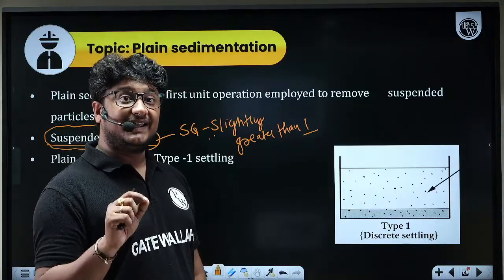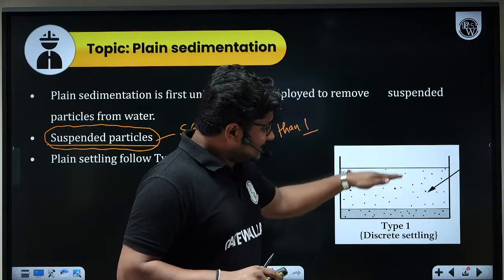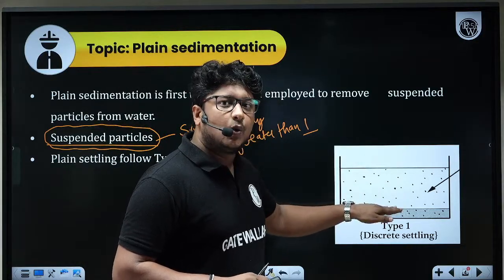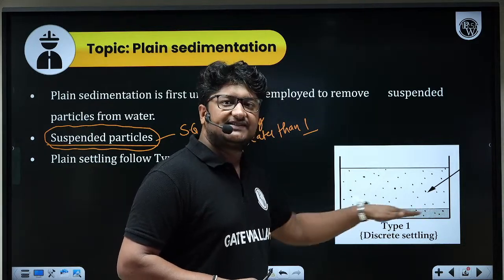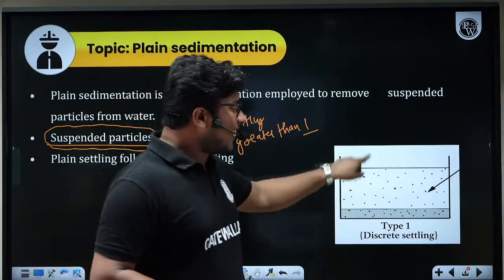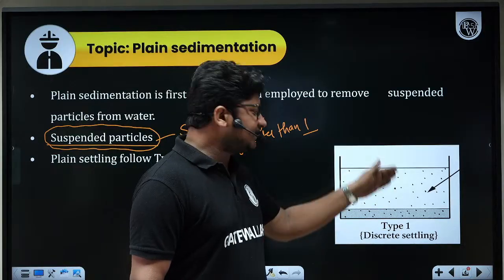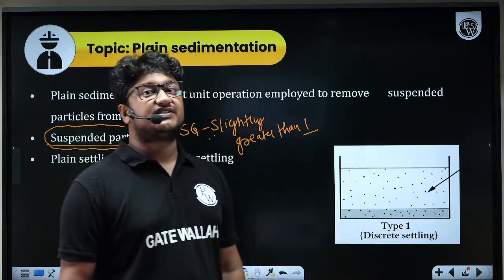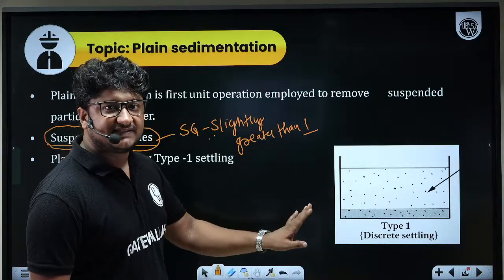One is settling, another is sedimentation. See, the settling process does not require sedimentation. Sedimentation means getting sedimented at the bottom. But sedimentation requires settling of the particle. For sedimentation to take place, settling of the particle is required. So that's the difference between settling and sedimentation.